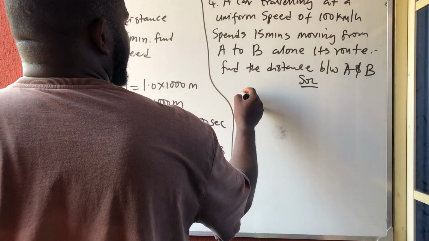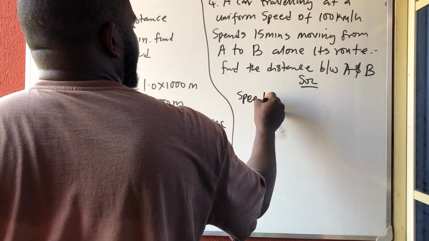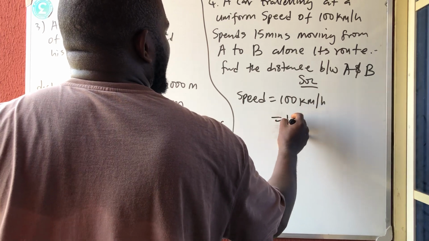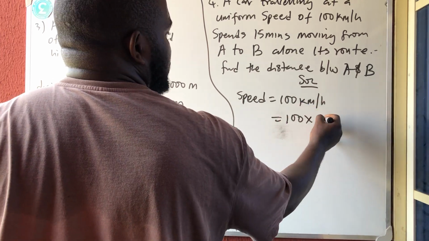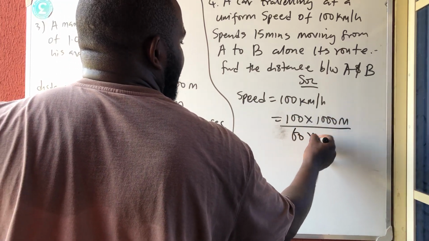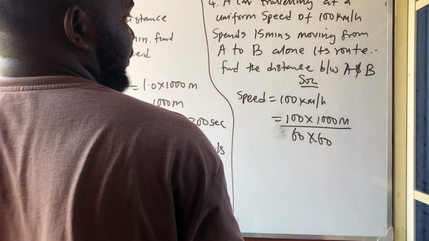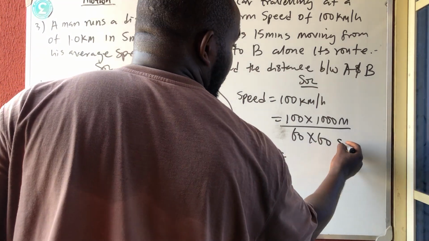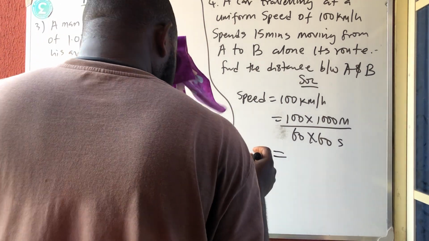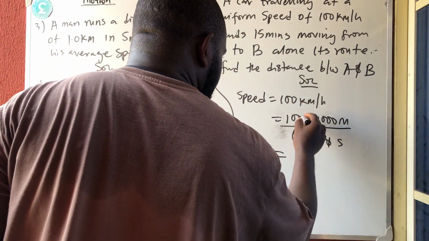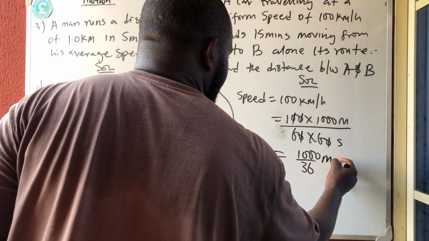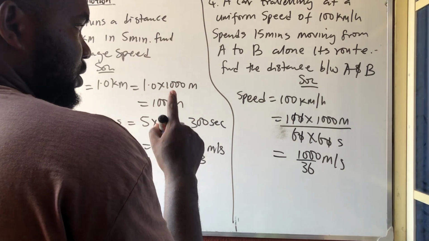Solution. Now they gave us the speed. The speed is equal to 100 kilometers per hour, which is 100 times kilometer is 1000 meters, all over hour, which means 60 times 60 to convert it to seconds. So 0 cancel 0, 0 cancel 0, and I'm having 1000 divided by 36 in meter per second. So this is my speed.